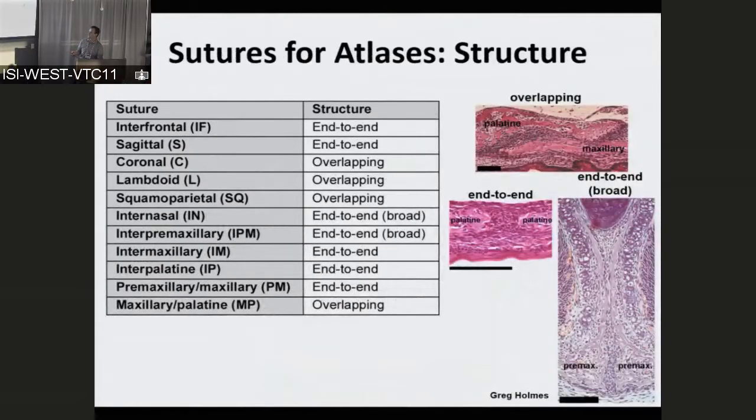Sutures also differ in the morphology of the bone. So you have overlapping sutures. This is the palatine maxillary suture. Also the coronal suture is overlapping, but on a very different scale. Then you have bones that meet end to end, but they have very different shapes, such as a narrow area of confrontation in terms of palatine bones, or in the interpremaxillary you have a very wide overlap, a very wide apposition of the bones.